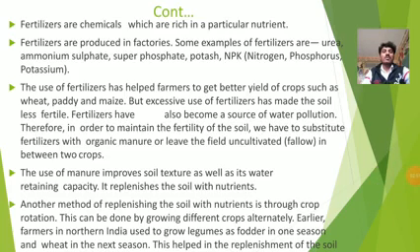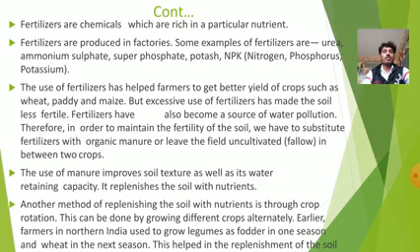Fertilizers are chemicals which are rich in particular nutrients, and fertilizers are produced in factories. Some examples of fertilizers are urea, ammonium sulfate, super phosphate and potash, and nitrogen, phosphorus and potassium. The use of fertilizers has helped farmers to get a better yield of crops such as wheat, paddy and maize. But the excessive use of fertilizers has made the soil less fertile. Fertilizers have also become a source of water pollution.